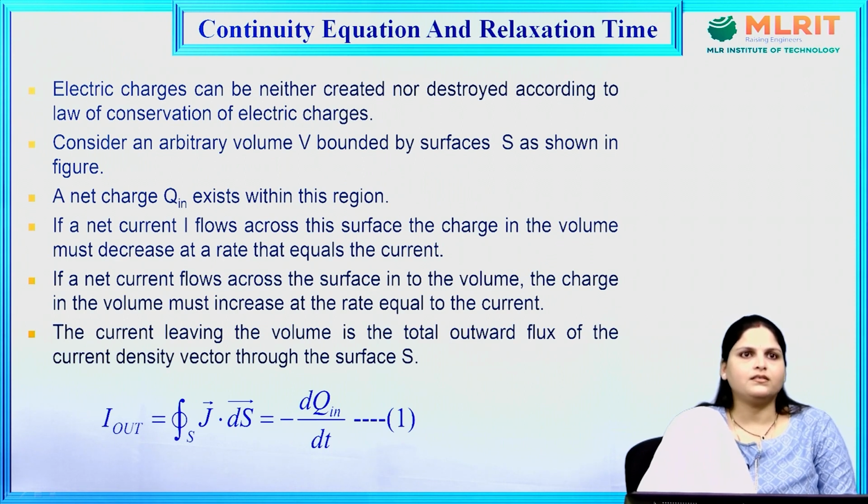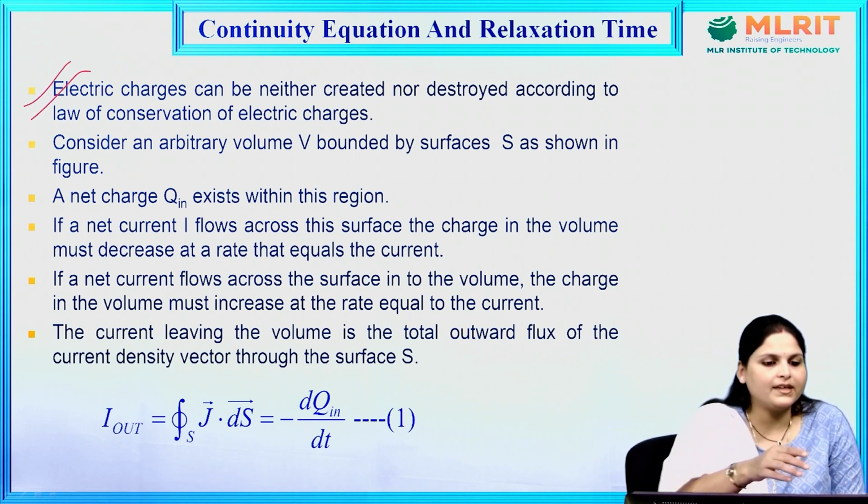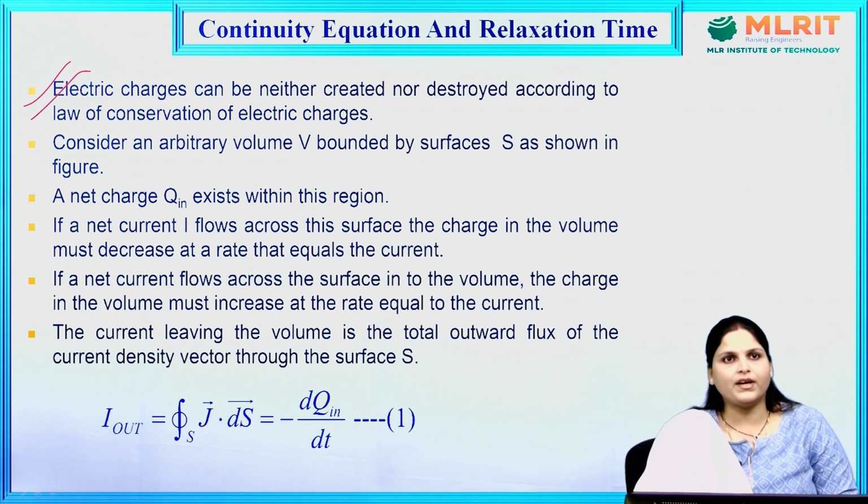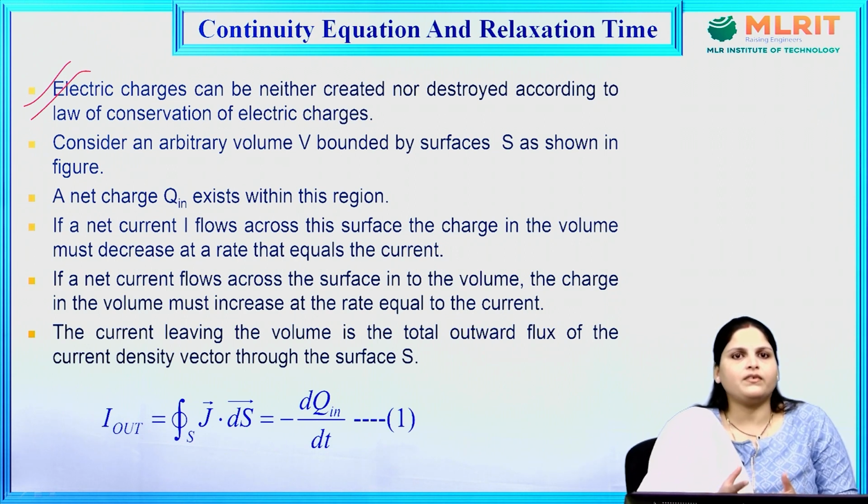Also, we will consider the net charge Q in that exists within the region. Now, if a net current I flows across the surface, the charge in the volume must decrease at the rate that equals the current. If a net current flows across the surface into the volume, the charge in the volume must increase at the rate which is equal to the current. As we said in the first point, electric charges can neither be created nor destroyed, meaning equal amounts of positive and negative charges must be there.